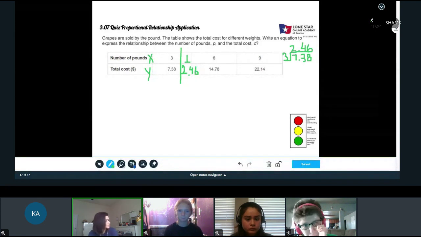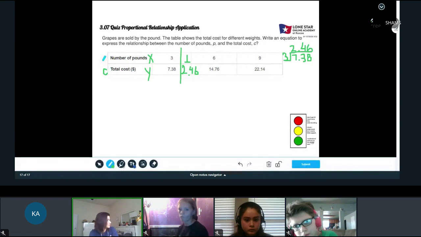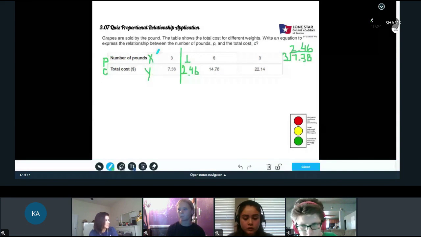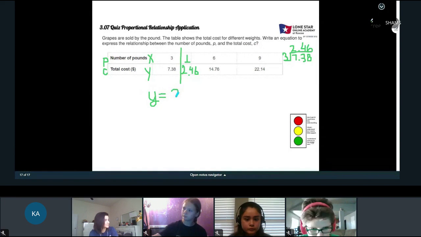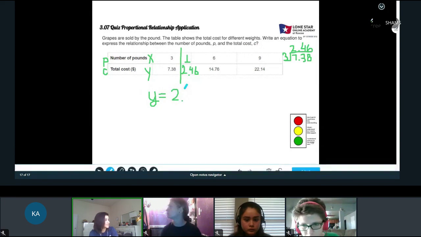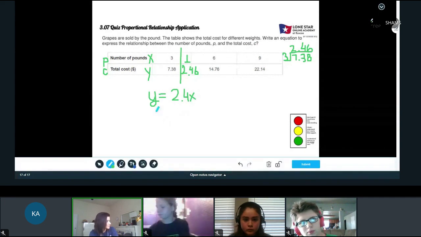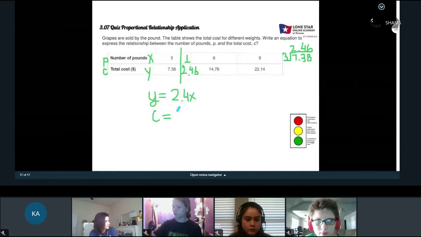Okay, JJ, very good. Cost has to be represented by the letter C and number of pounds with the letter P. See if you can write the equation. In terms of x and y, I can say y equals 2.46x. But because some letters are given to me, I will use those letters and replace x and y with them. That means cost equals 2.46 times pounds.